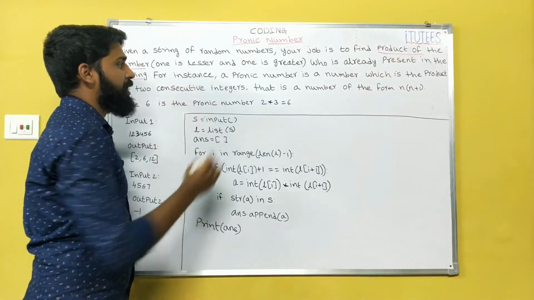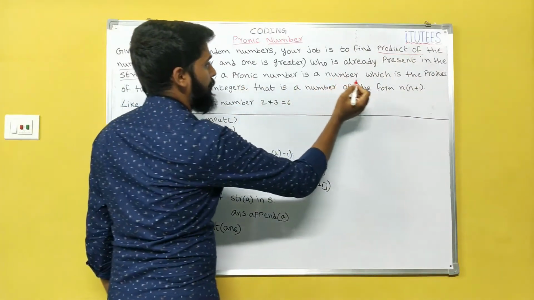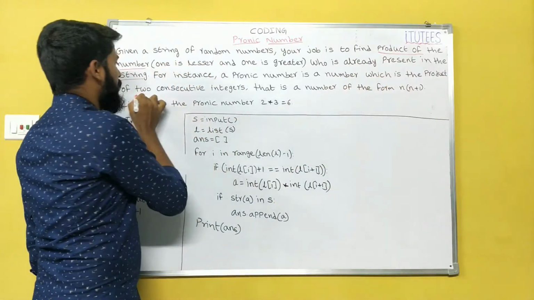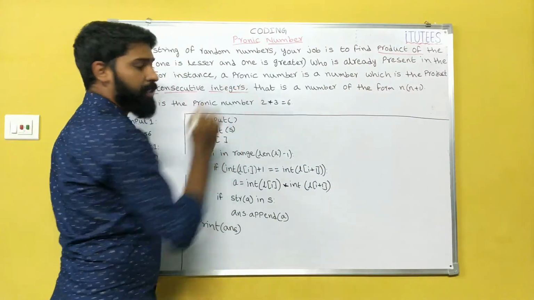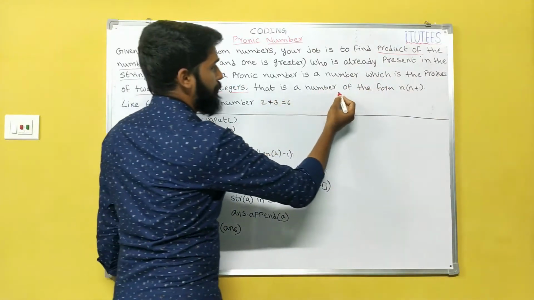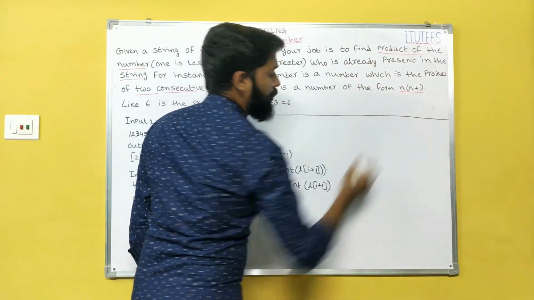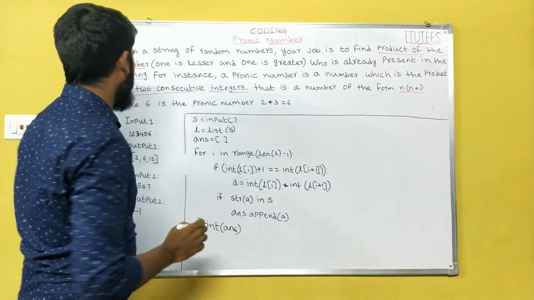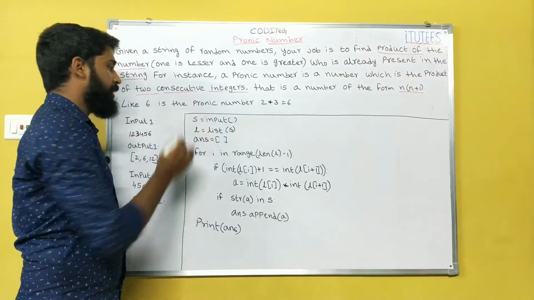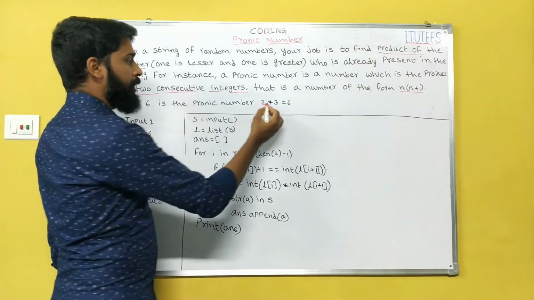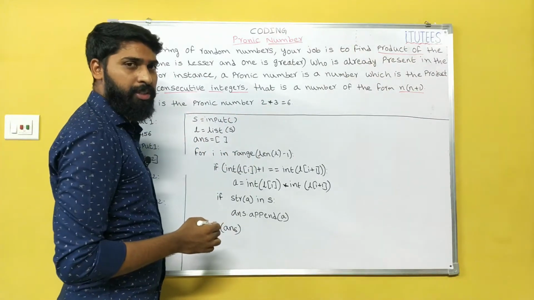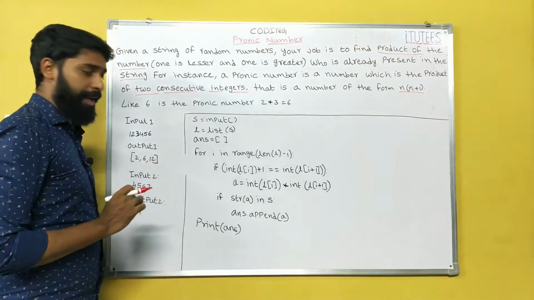A Pronic number is a number which is the product of two consecutive integers. That is, a number of the form n into n plus 1. Like 6 is a Pronic number. Why? 2 into 3 equals 6. We discuss with one example.